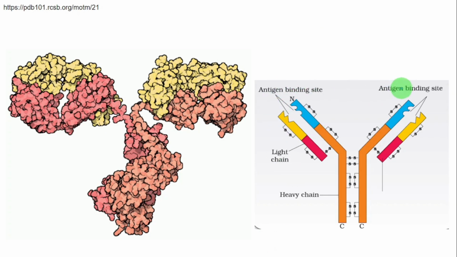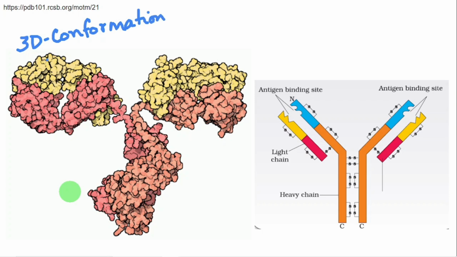So see, this is the image given in NCERT textbook, and it resembles Y. But you have to remember one thing, this is just the representation. The molecule actually looks something like this. So again, remember one thing, these structures will form a three-dimensional conformation, and that will fit in the structure of the antigen. Okay, so H2 and L2.